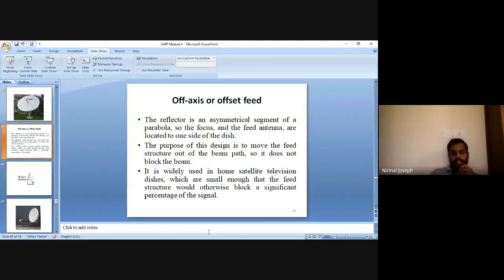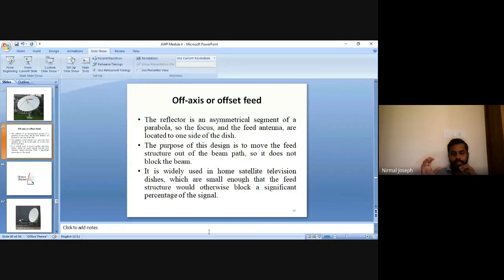So if the primary radiator or the main antenna is moved out of the axis, some of the disadvantages can be minimized. Okay. So the reflector is an asymmetric segment of a parabola. So the focus and the feed antenna are located to one side of the dish. That is the thing here. Instead of taking a symmetrical segment of the parabola, we are taking an asymmetrical segment.